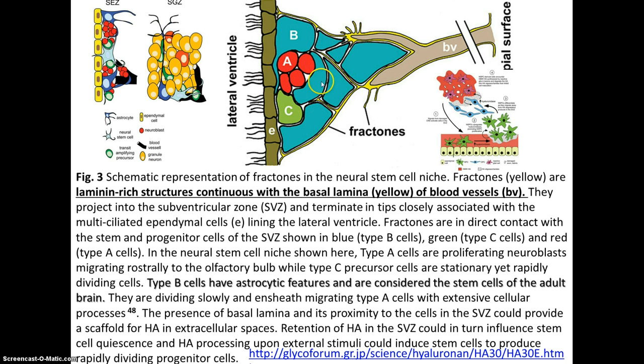The B cells here have astrocytic features and are considered the stem cells of the adult brain as far as replacing glial cells. The A cells are the proliferating neuroblasts that migrate rostrally to the olfactory bulb, while type C are the stationary, very rapidly dividing cells. So some different characteristics. Maybe this collection of cells en masse get represented in the glioblastoma tumor.